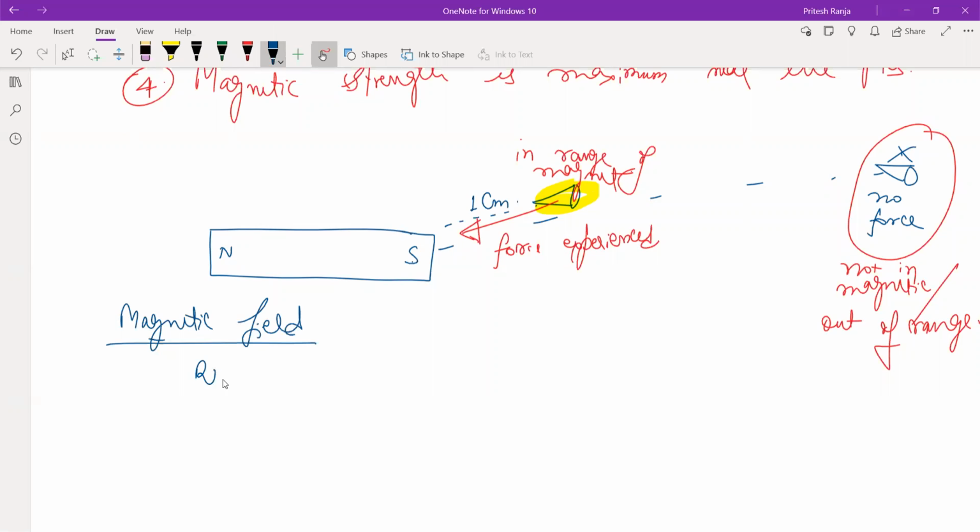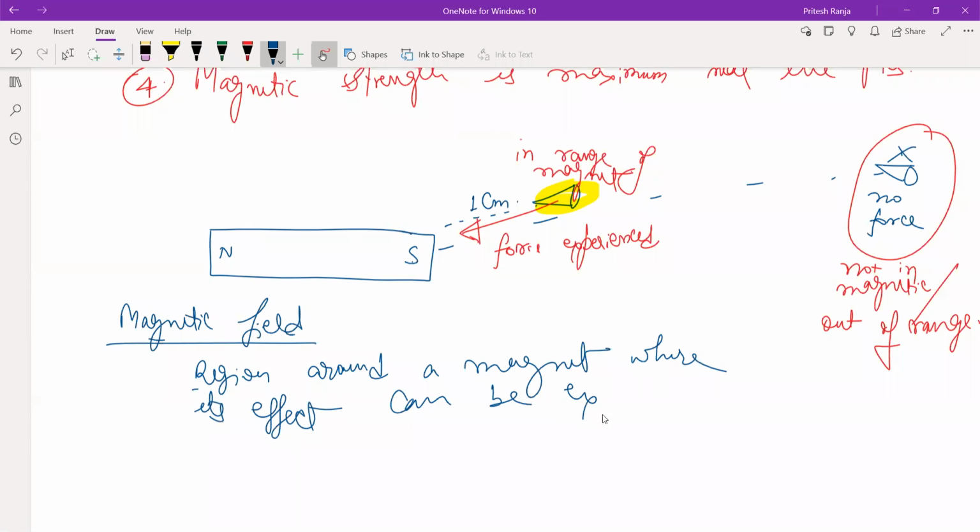This is the region around a magnet where its effect can be experienced. You can see here. Here the effect can be experienced by this iron nail. So it is said to be in the range of the magnet, or we can say it is in the region of magnetic field, or it is in the region around the magnet. This is out of the region of the magnet.